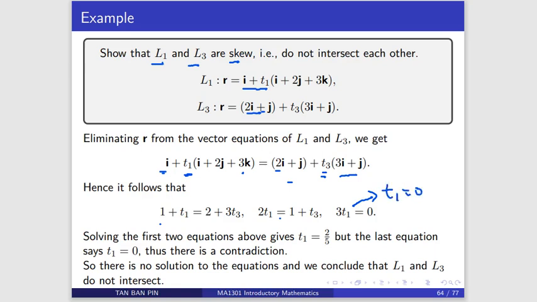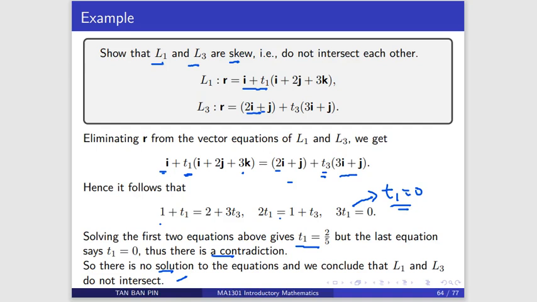And let's try to solve the first two equations. If you solve the first two equations, you'll find that t1 is 2 over 5. And it's different from the third equation, which tells you t1 is 0. So you have a contradiction. So with that you can say there's no solution to the three equations. So we conclude that L1, L3 do not intersect.